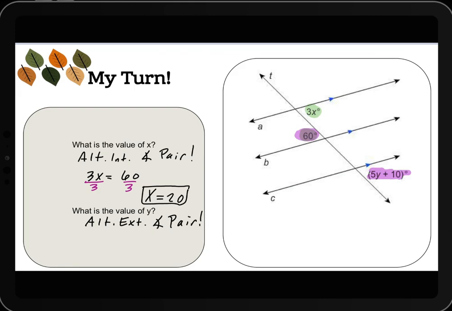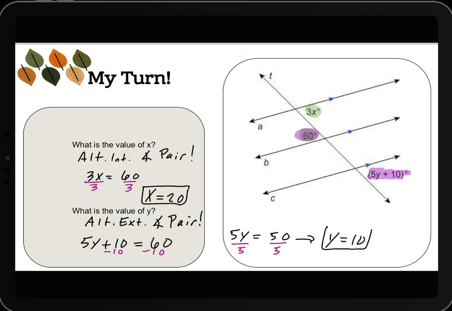So what we can do is we'll take our angle value of 5y plus 10 and set that equal to 60. And then we'll subtract 10 on both sides. So we have 5y equal to 50. And then we'll divide by 5, and we'll get our value for y, right? So y is going to equal 10. So there's the value of y. We have our value of x, and we have everything we need from that.